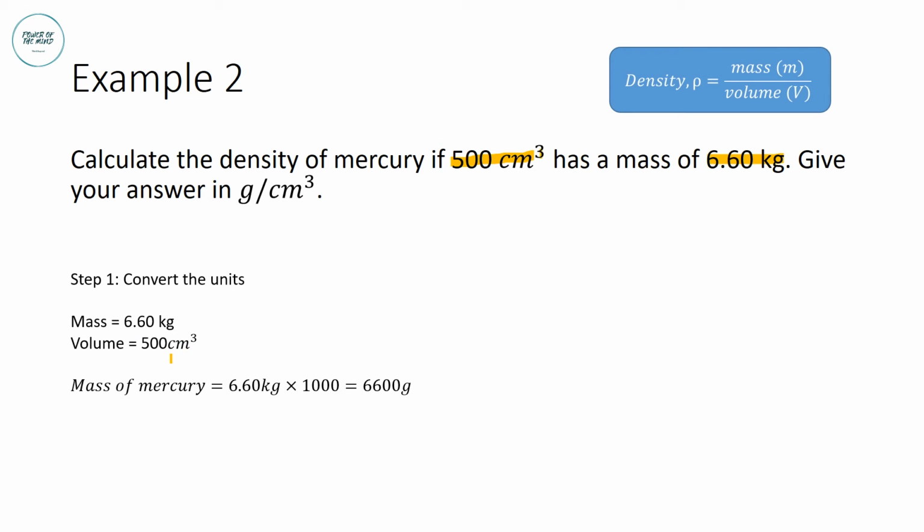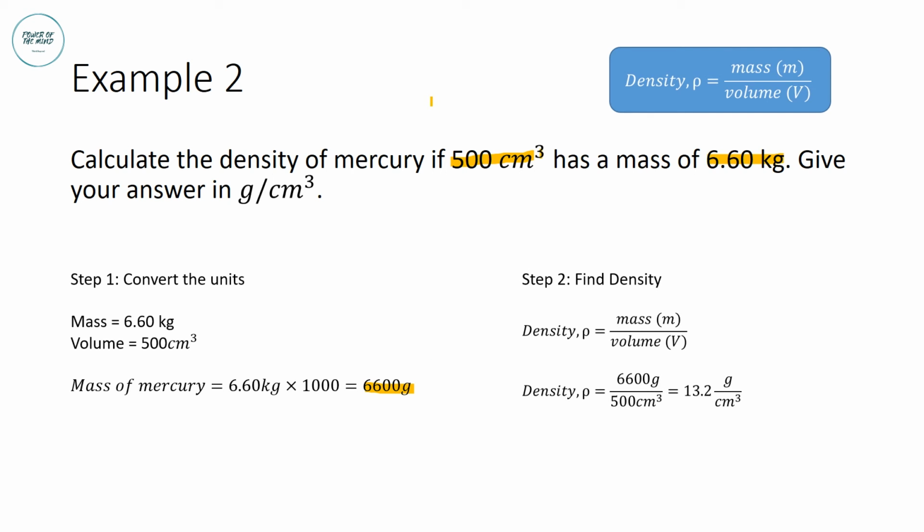So what do we do with the mass? So mass of mercury now is 6.60 kilograms times 1000, you get 6600 grams. So that's the basic conversion from kilograms to grams. And the second step, you just find the density, substitute into the formula, mass per volume, and you'll get the answer 13.2 gram per centimeter cube.